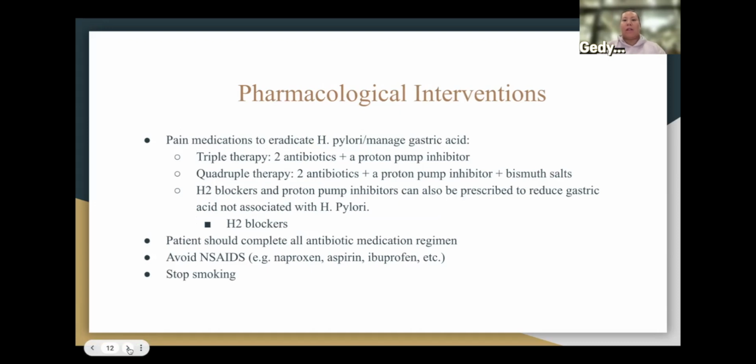So next is pharmacological interventions. What you want to do is eradicate H. pylori and manage gastric acid. You can do that by doing a triple therapy with 2 antibiotics and 1 proton pump inhibitor. Or you can do a quadruple therapy, which includes 2 antibiotics, a proton pump inhibitor, and a bismuth salt. You can also add H2 blockers, and proton pump inhibitors can be prescribed to reduce gastric acid not associated with H. pylori. Patients should complete all antibiotic medication regimens. They should avoid NSAIDs and they should stop smoking.